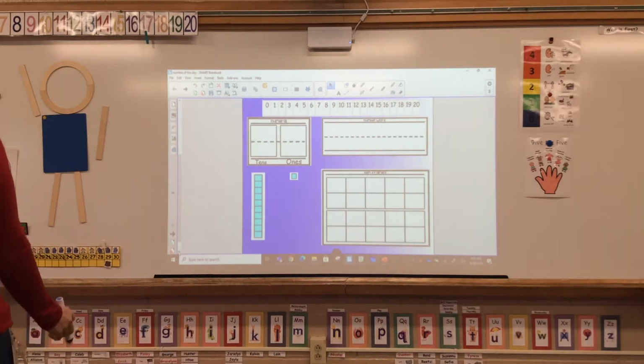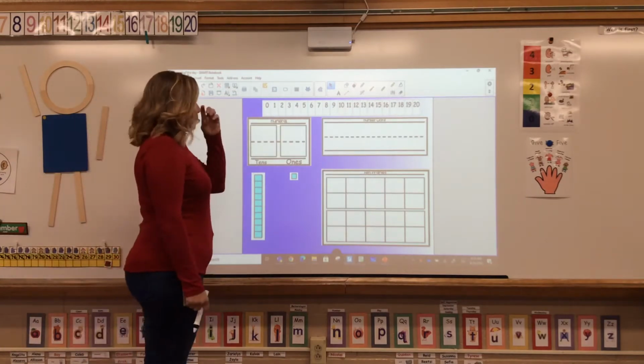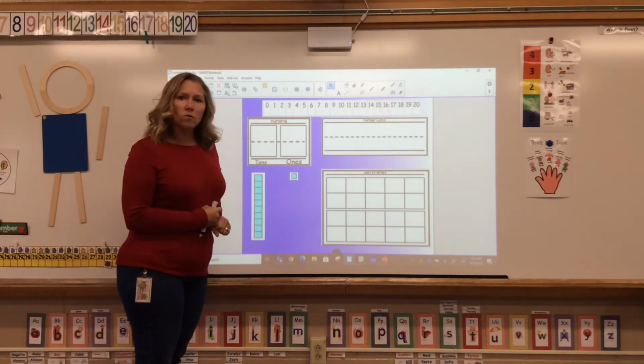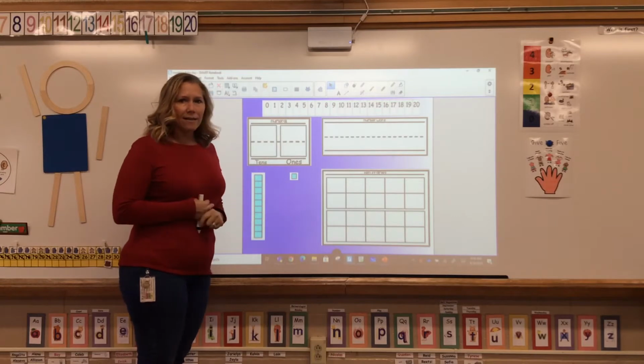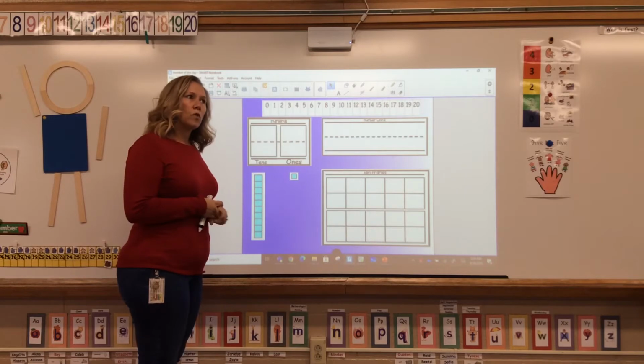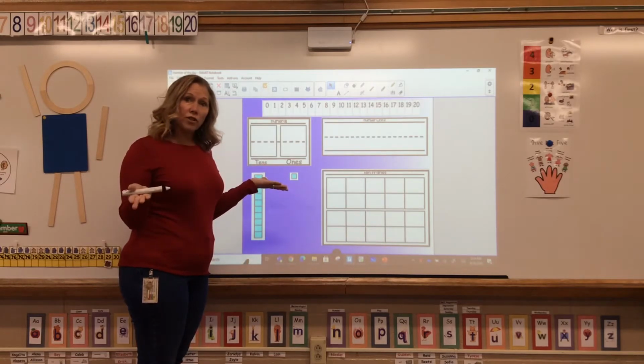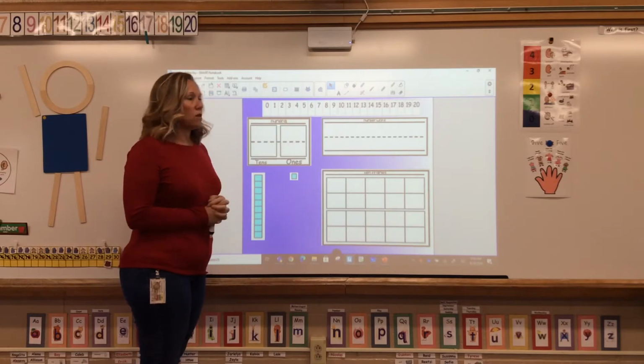Friends, today we are going to talk about our number of the day. Remember, we use numbers to count. We use them on our calendar. You see numbers on clocks. You see them on houses, street signs, in the grocery store. We use numbers all around.